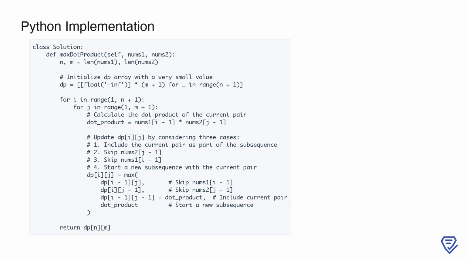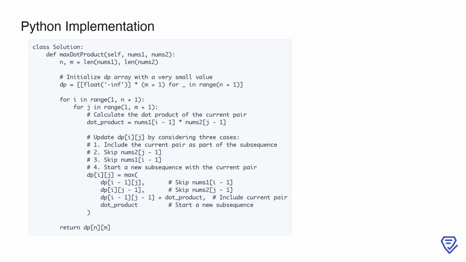The provided code solves the problem of finding the maximum dot product of two subsequences using dynamic programming. Here's a detailed explanation of the solution. 1. Initialization. The maxProduct function takes two integer lists, nums1 and nums2, as input. The dimensions of the dynamic programming table DP are determined by the lengths of nums1 and nums2.